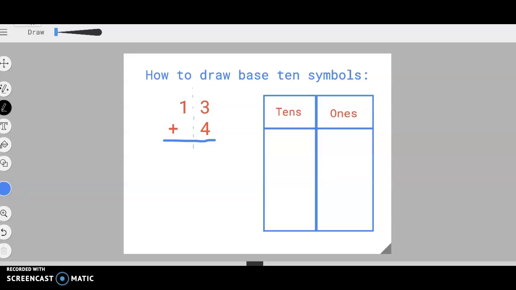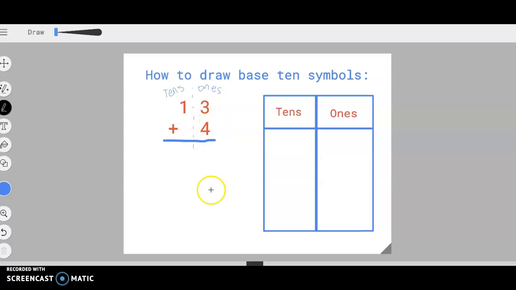All right, I am going to explain how we draw base 10 symbols and how we can use them to help solve addition problems. So today, if you look up on the screen, it says how to draw base 10 symbols. And I have an addition problem that's going up and down. When I have it up and down, it's easy to solve because I know the ones add together and the tens add together. So I have the ones on this side and the tens on this side. So I can even label them. I know these are going to be my tens and these are going to be my ones.